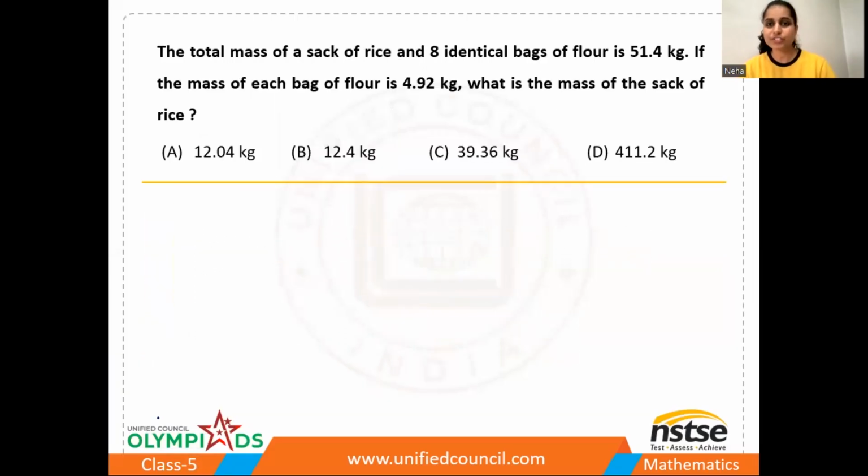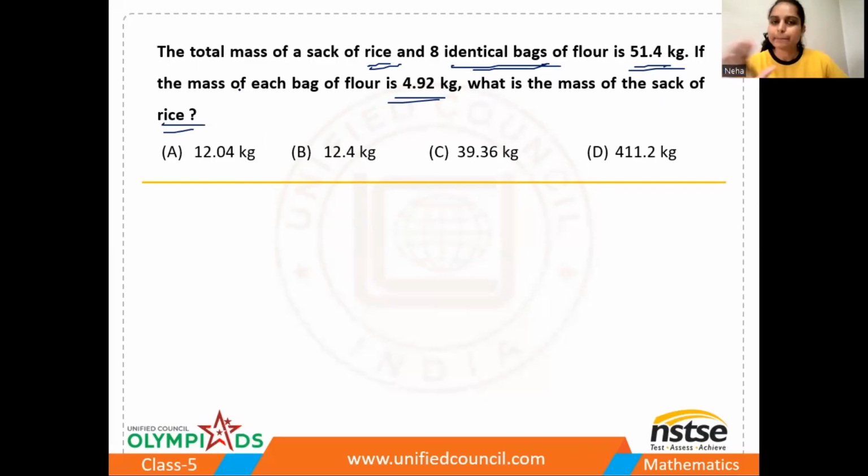So here is the next question. The next question says that the total mass of a sack of rice and 8 identical bags of flour is 51.4 kg. If the mass of each bag of flour is 4.92 kg, then what is the mass of the sack of rice? Alright, so the question is quite interesting, right?